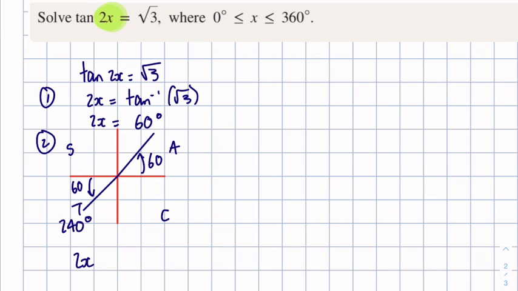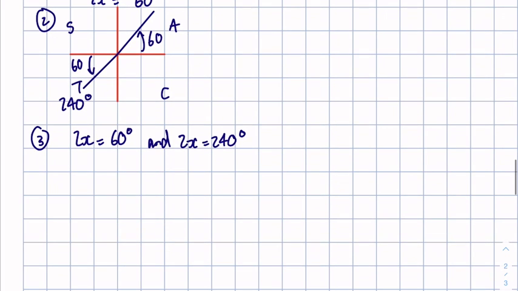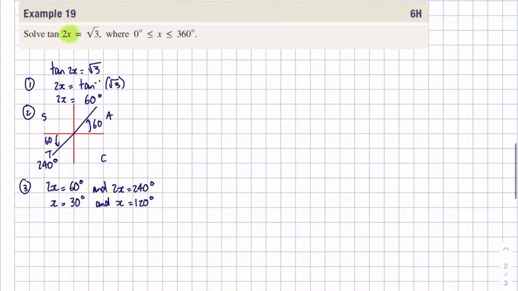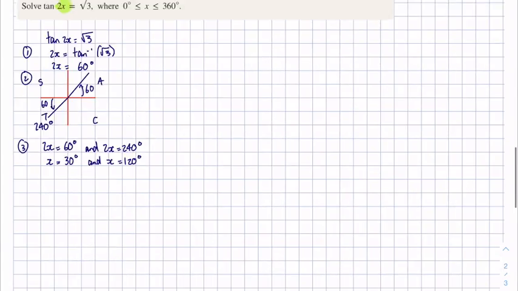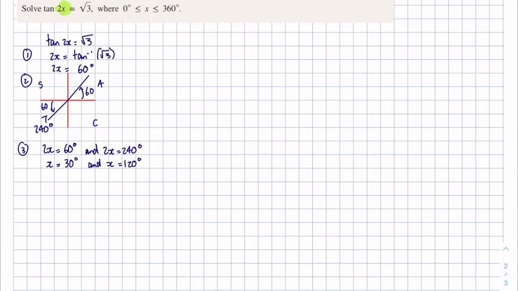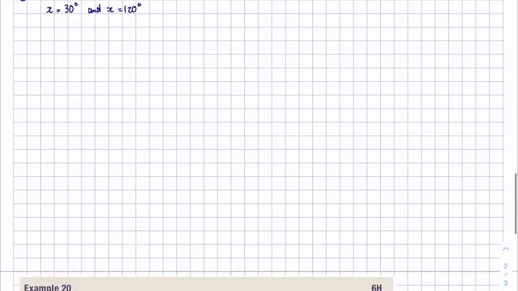So 2x equals 60 degrees and 2x equals 240 degrees. Now we're going to deal with anything special, so that's the fact that it's 2x, not 1x. So x equals, we're going to just halve it, 30 and 120. That's it. Oh, and double check with the domain, which is something I always forget to do. We're fine. They're both between 0 and 360.